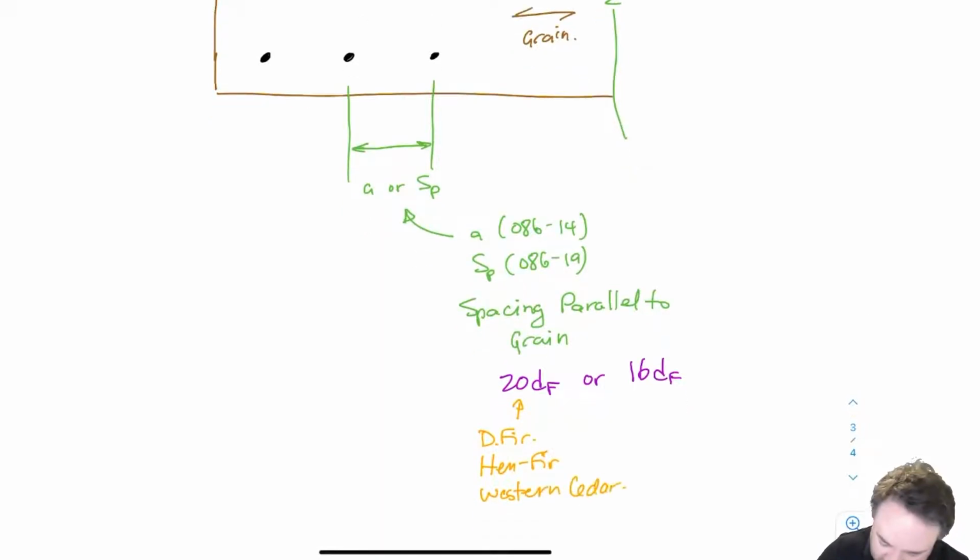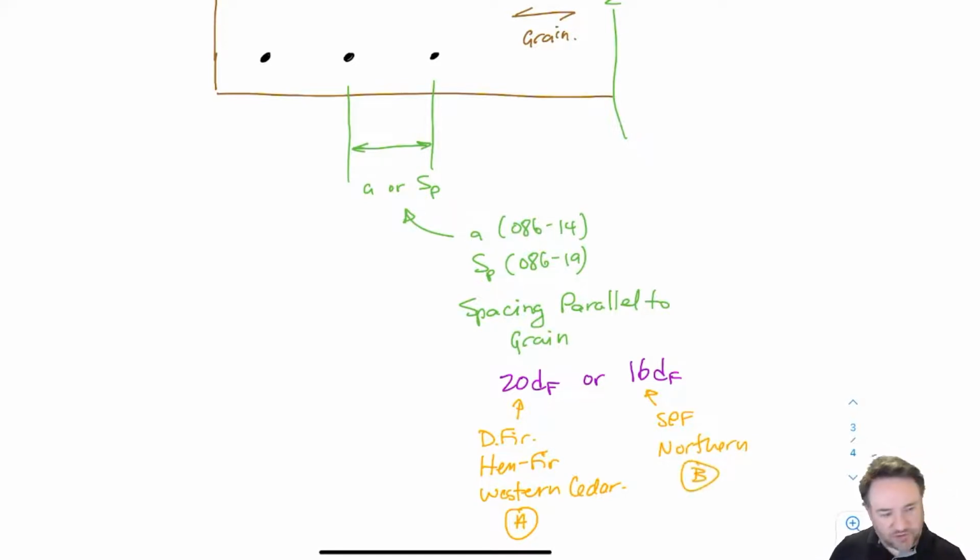For the rest of these, I'm just going to call this group A. And 16 df is for SPF and northern species, which is a catch-all for the weakest kind of species. I'm going to call that B. So I'm going to say it's 20 df for A, 16 df for species group B. Okay, so that's parallel to grain.